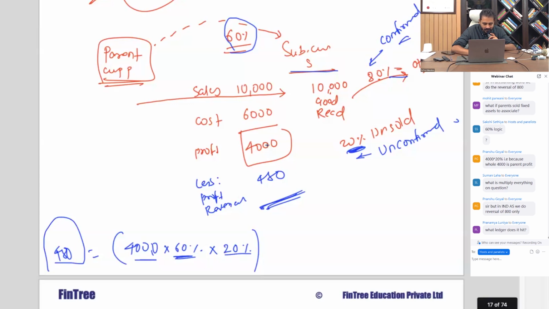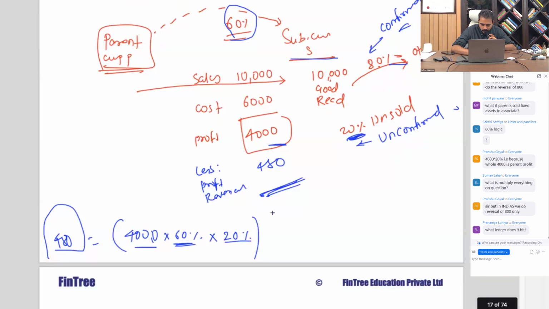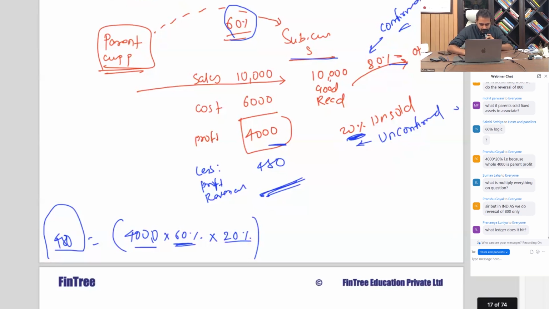So where did he get this from? Acha, 4,000 into 20%. No, it doesn't work like that. Because 40% of the subsidiary is not me, right? So that part of the profit I want to recognize. It doesn't hit any of my ledgers. I'm just recording a proportionate profit of the subsidiary in my books.